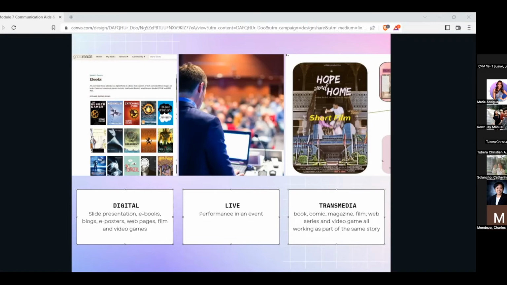Transmedia, what is transmedia now? When the story is told using a combination of different media platforms and formats like book, comic, magazine, film, web series, video game. They're all working to be part of the same story. Then that is transmedia. Just remember, multimodal texts are materials presented using different modes and media.